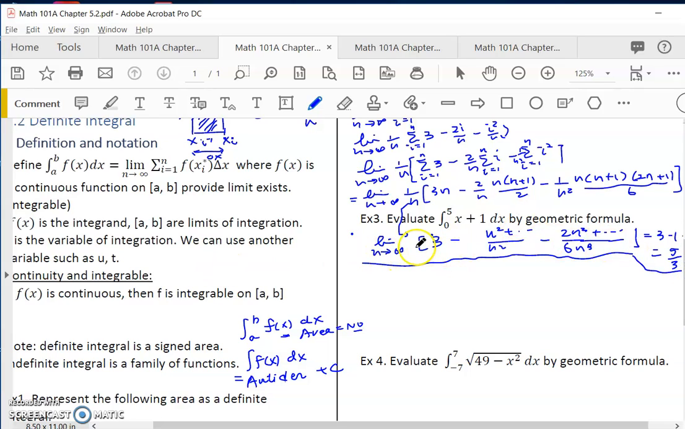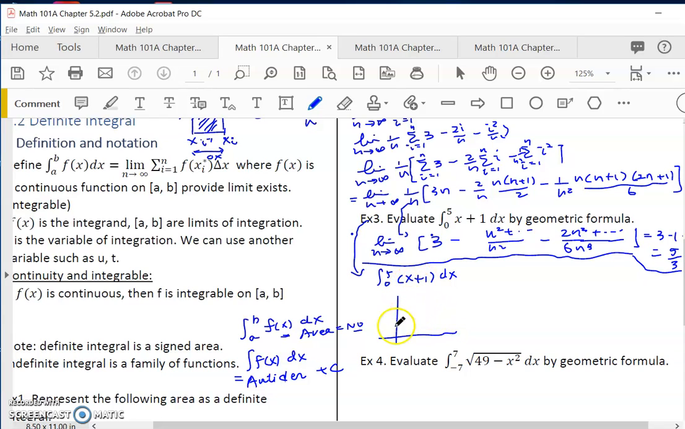So I use this space here for this particular question. Let's bring this down. Evaluate the integral from 0 to 5 of x plus 1 by geometric formula. So the integral from 0 to 5, the function is x plus 1. We do not want to do a Riemann sum, because we recognize that we can graph this.